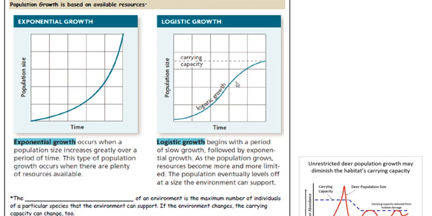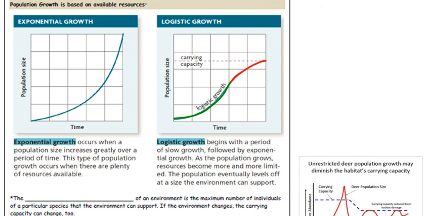Now, exponential growth is kind of the best possible scenario. Logistic growth is going to be more reality. With logistic growth, you have a period of slow growth, so you do see that exponential line right here with logistic. But then it starts to taper off, because now we're seeing competition for resources, because the environment can no longer support that increased population.